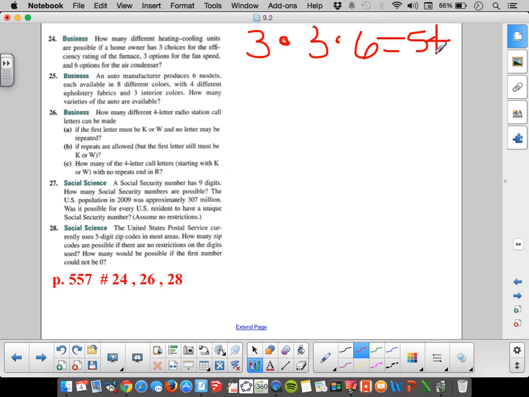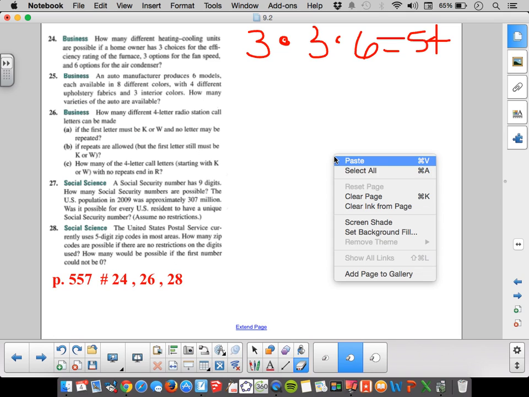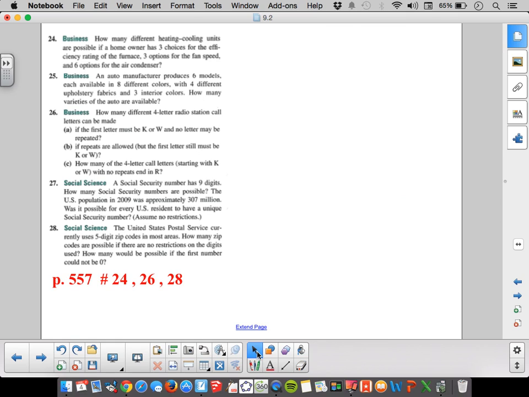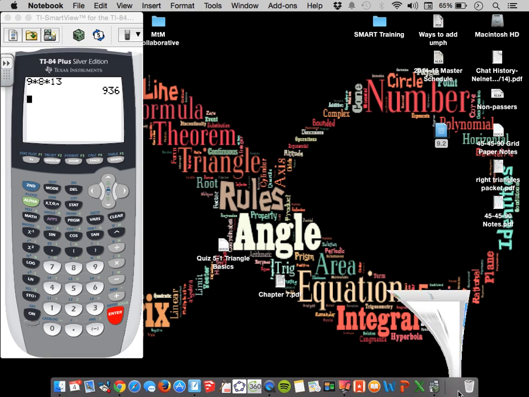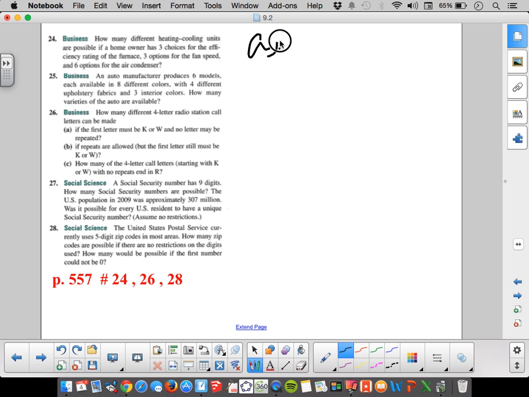All right, let's look at number 26. This one is a double part here. On 26, we're going to look at option A first. Option A says if the first letter must be a K or W and no letter may be repeated. We're talking about how many different four-letter radio station call letters can be made.